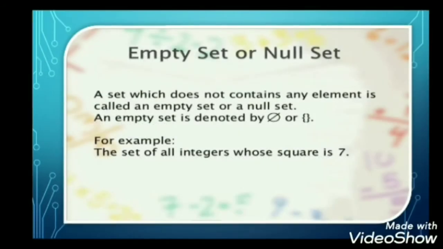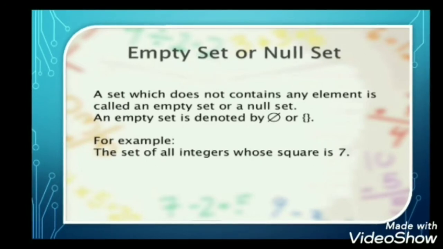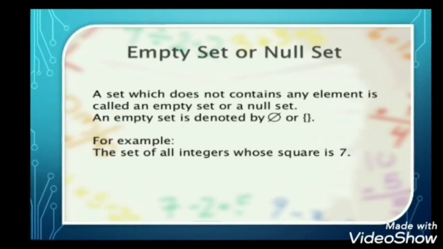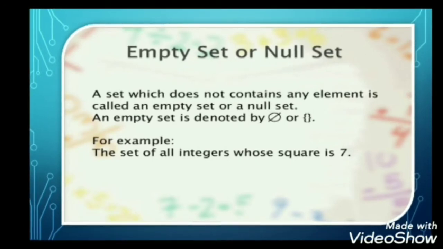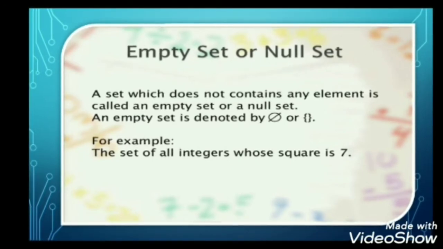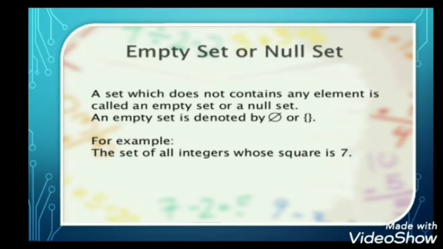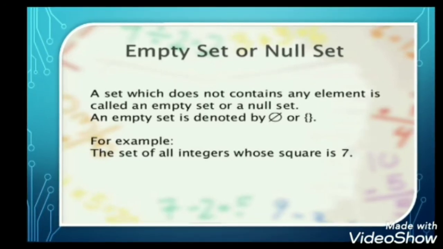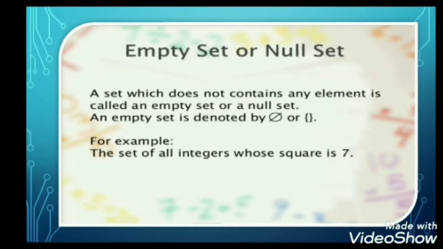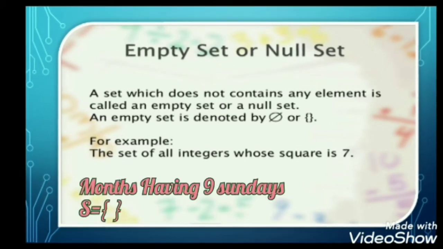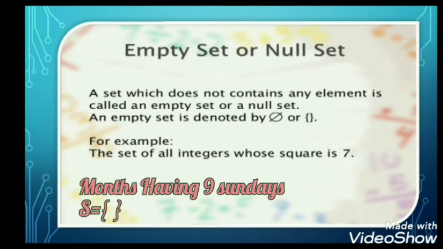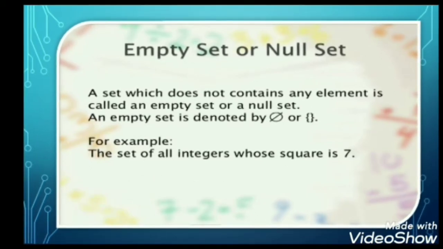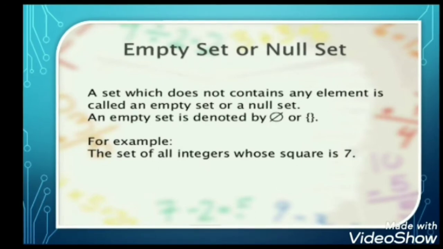Now let's move on to our first type of set, which is the empty set. A set which doesn't acquire any element at all is called an empty set. We can also call it a null set or void set. Here the valid criterion is not there for the listing of elements. We can denote it by blank curly brackets or by phi. See example number 1. Here no element exists whose square is equal to 7. So it is an empty set. The second example: we know that no month has 9 Sundays. So it is also an empty set.